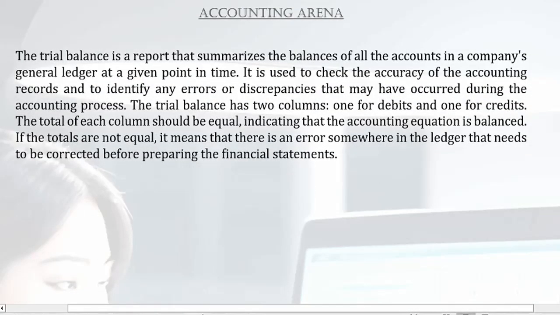The trial balance has two columns, one for debits and one for credits. The total of each column should be equal, indicating that the accounting equation is balanced. If the totals are not equal, it means that there is an error somewhere in the ledger that needs to be corrected before preparing the financial statements.